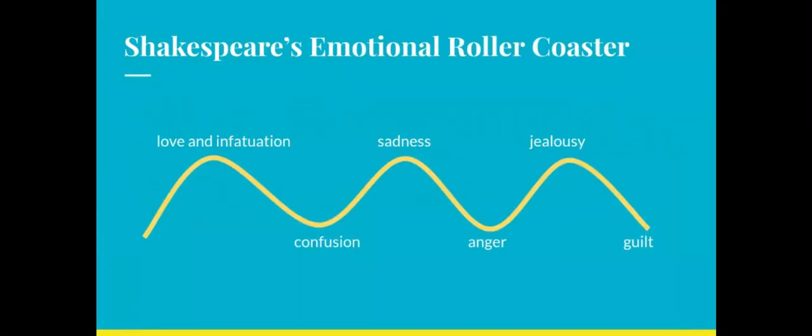So all of his sonnets take you on this roller coaster of emotions. You have this love and infatuation and obsession, and you can't be without this person. And then you're confused, maybe by rejection or the fact that they love you and they love somebody else. And so that makes you sad. And it leads to this anger and jealousy and then even guilt based on your emotions. And then it all kind of starts over again. It's this entire roller coaster.